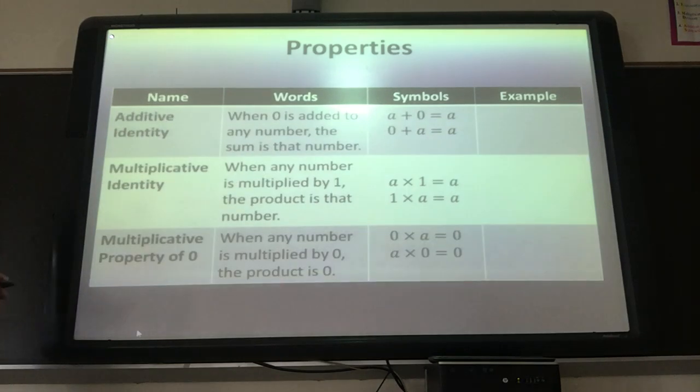3 other properties that we're going to see are the additive identity, the multiplicative identity, and the multiplicative property of 0. So pause the video, go ahead and get these 3 properties down.